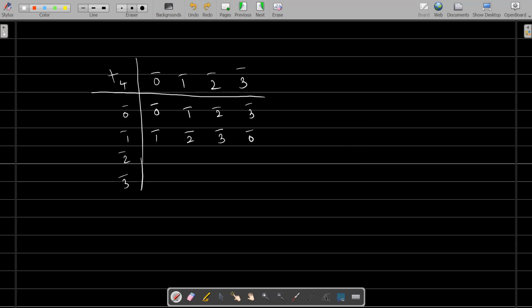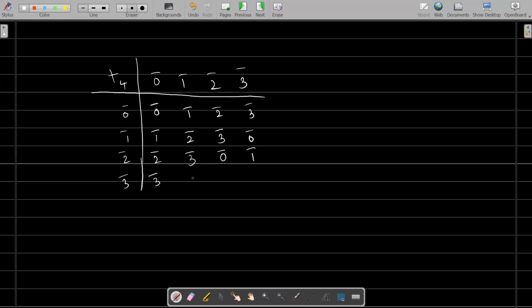So see that it's closed under the operation. I don't go outside the set. Addition of such classes again turns out to be a class within the set. Yeah, so this is 2 bar. 2 bar plus 1 bar is 3 bar. 2 bar plus 2 bar is 0 bar. Or you initially call it 4 bar, but 4 bar is again 0 bar. 2 plus 3 is 5. 5 is like class of 1, right?